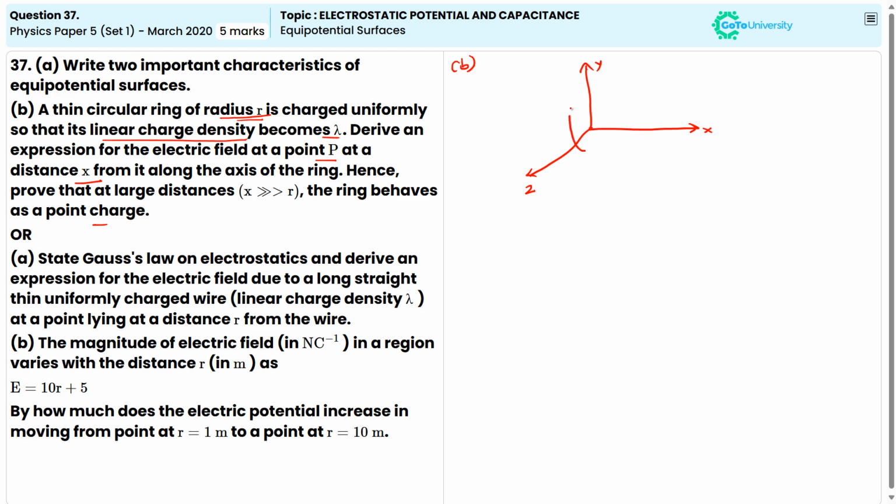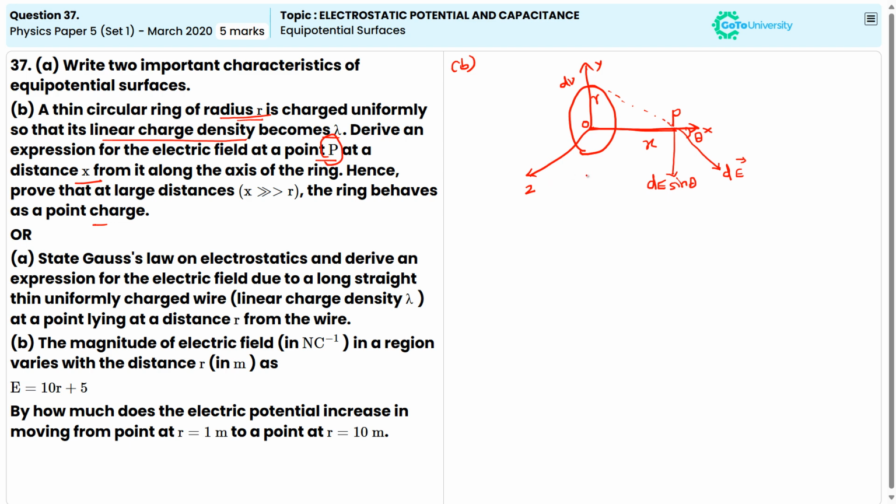A thin circular ring of radius r is charged uniformly so that the linear charge density is lambda. They are asking us to derive the expression for the electric field at point P. So let us take this as point P, and the distance is x from the ring. Here we have dl, and this angle is theta. Here we have dE and dE sine theta. So now let us form a triangle.